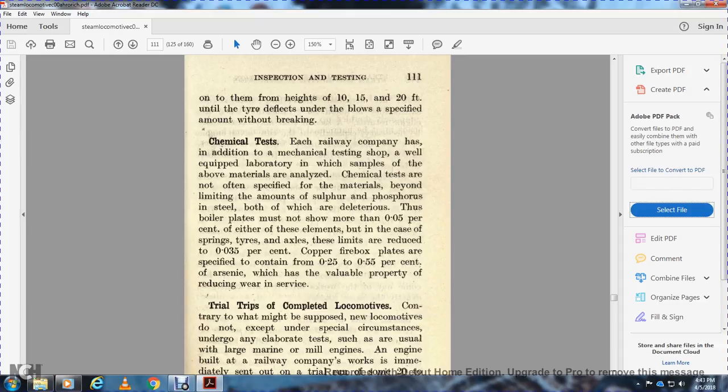Boiler plates must now show not more than about 0.05% of either of these elements. In the case of spring tires and axles, these limits are reduced to 0.035%. Copper firebox plates are specified to contain between 0.25 and 0.55% arsenic, which is a valuable property for reducing wear of the surface.